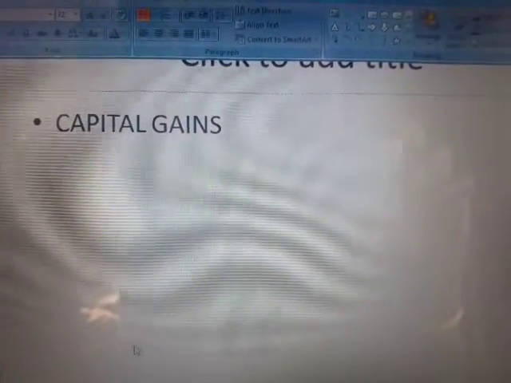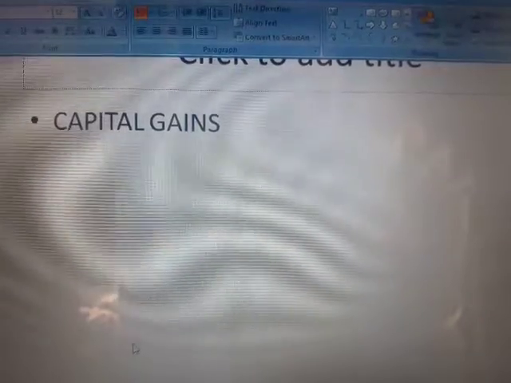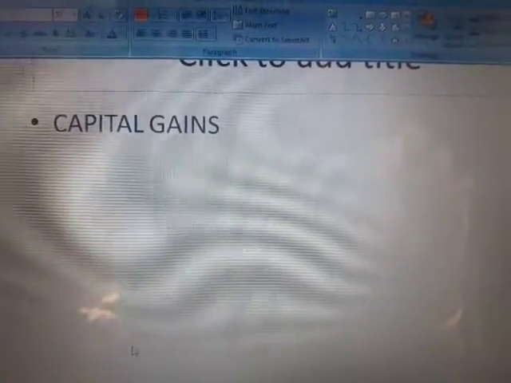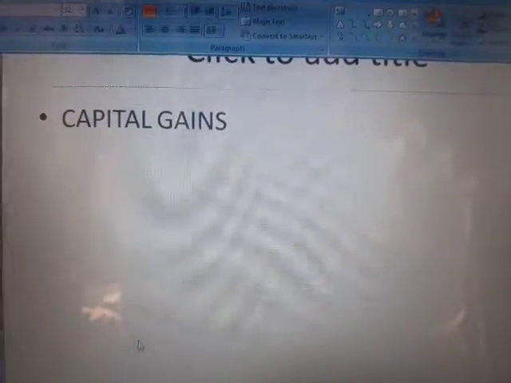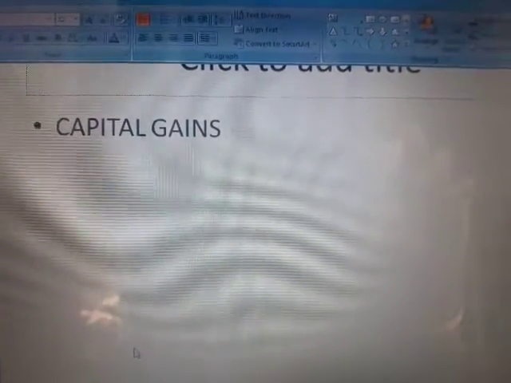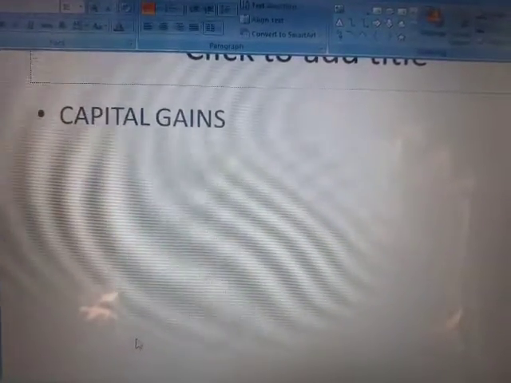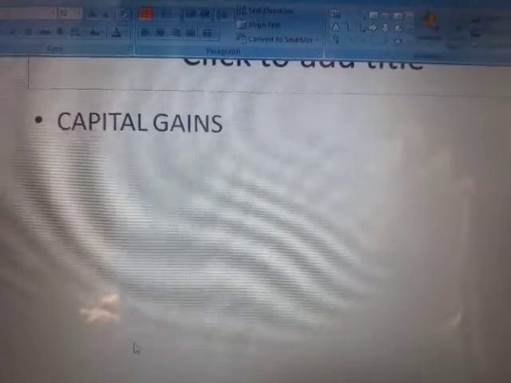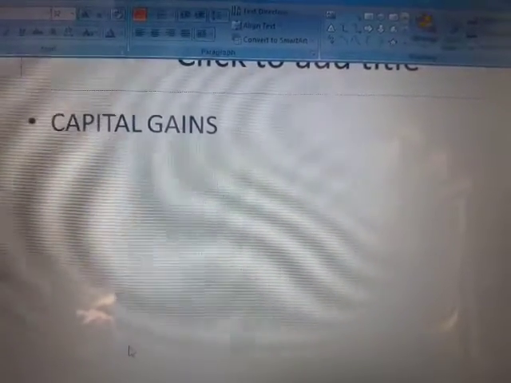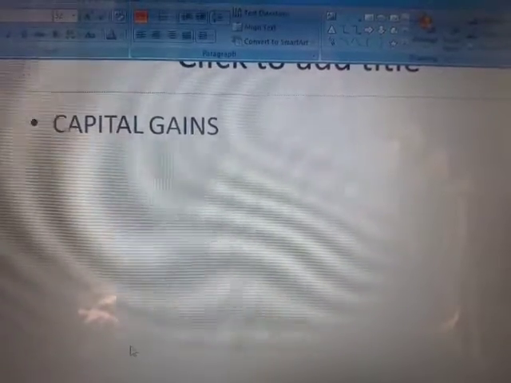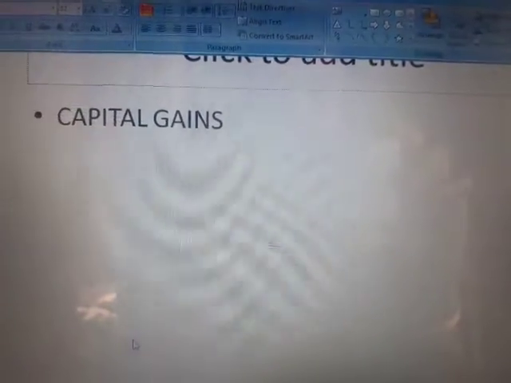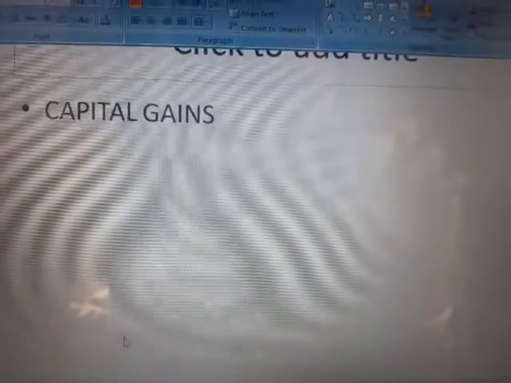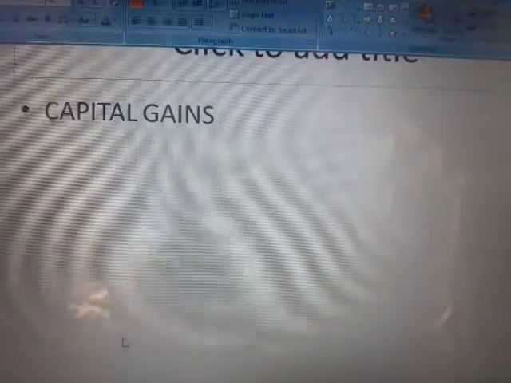So capital gains is one of the income sources. For example, from the income tax point of view, based on the nature, we divide incomes into 5 categories: income from salary, income from house rental properties, income from business, income from capital gains, and income from other sources. These are the main 5 categories of incomes. So capital gains comes under the fourth category.